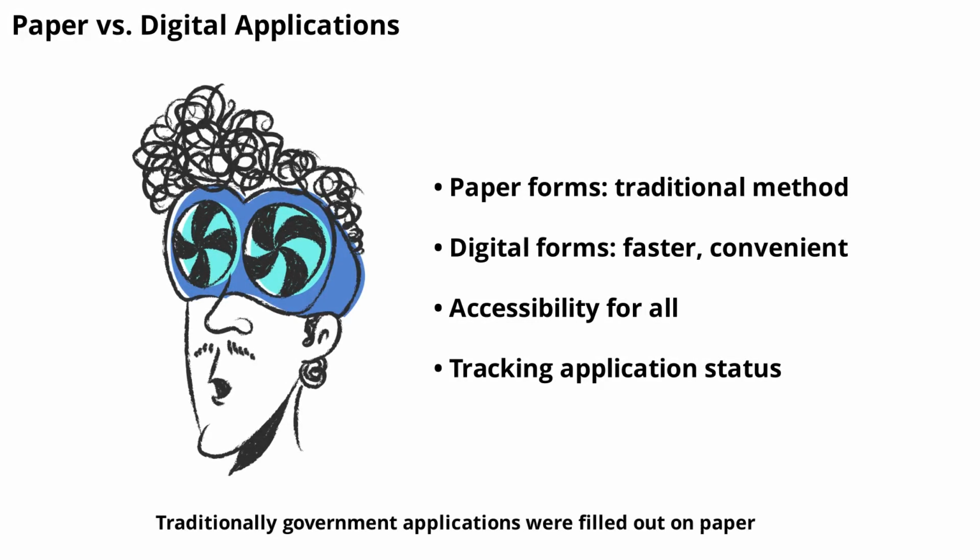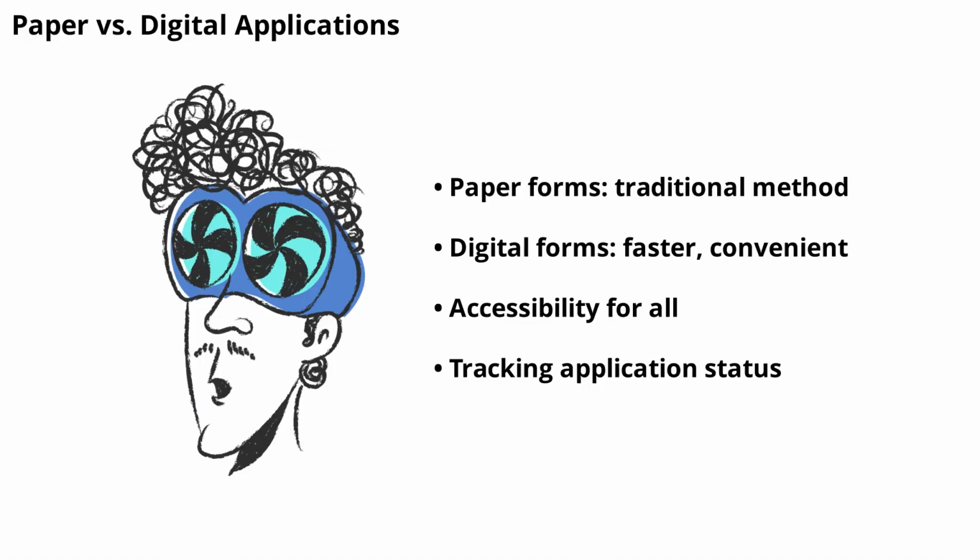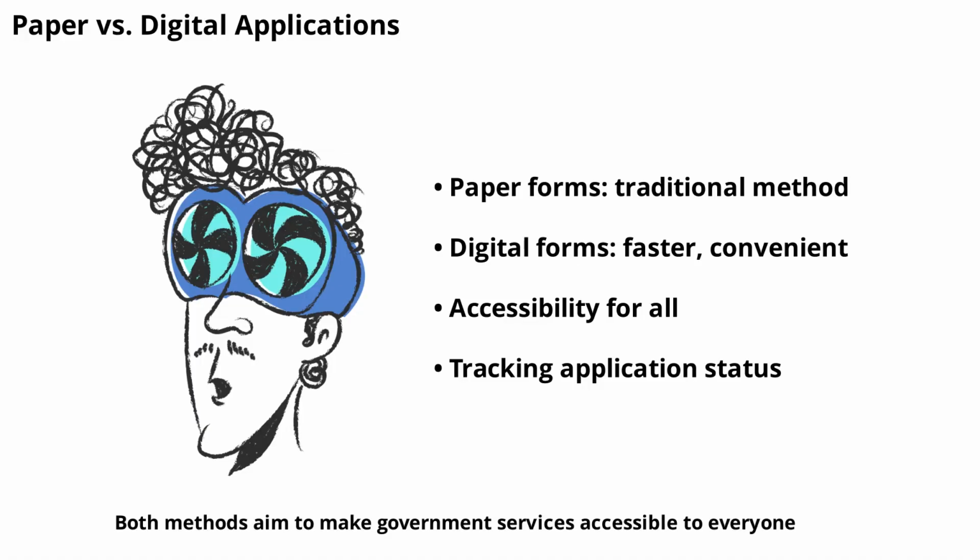Traditionally, government applications were filled out on paper and submitted in person or by mail. However, with advances in technology, many applications can now be completed online. Digital applications offer several advantages, such as faster processing times, easier access, and the ability to track your application status. Despite these benefits, some people still prefer paper applications, especially if they are not comfortable with technology or lack internet access. Both methods aim to make government services accessible to everyone.